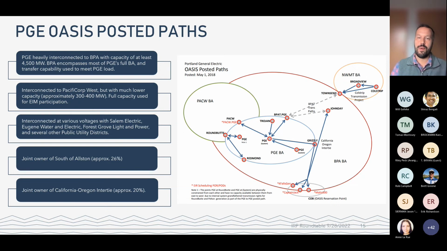And then the final portion of the transmission picture that I'll call out is up in the top right. That is Montana. PGE does hold some rights on the Colstrip transmission project that comes out of Colstrip, Montana.